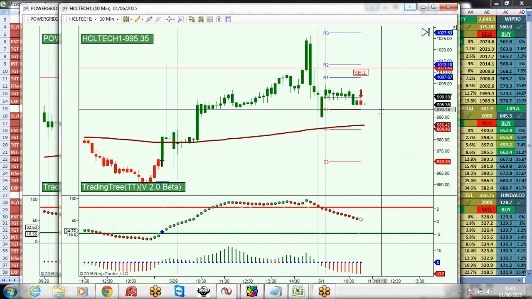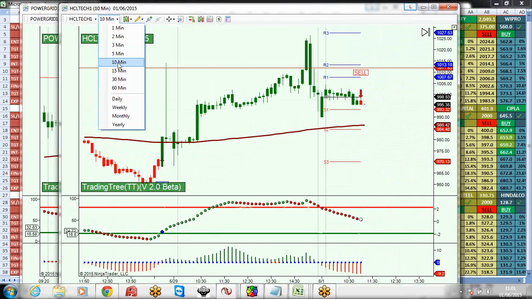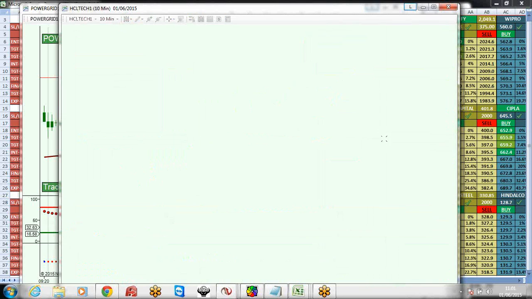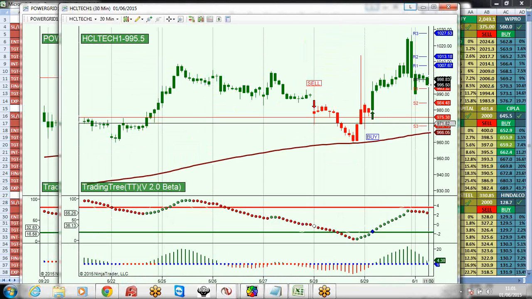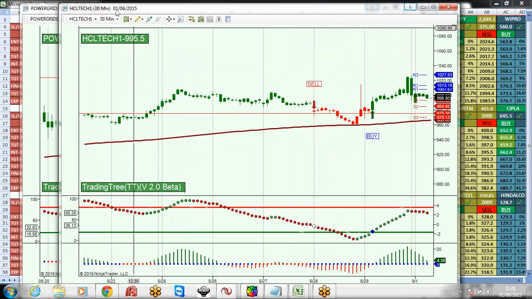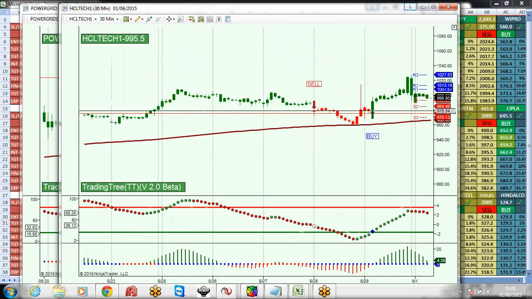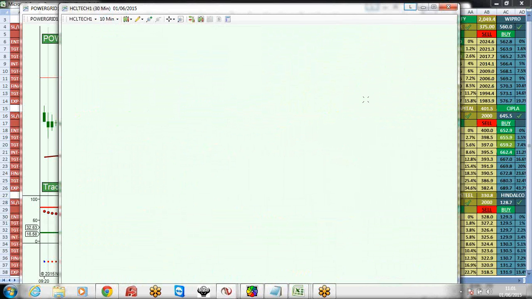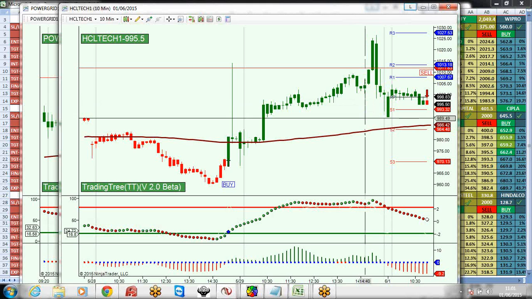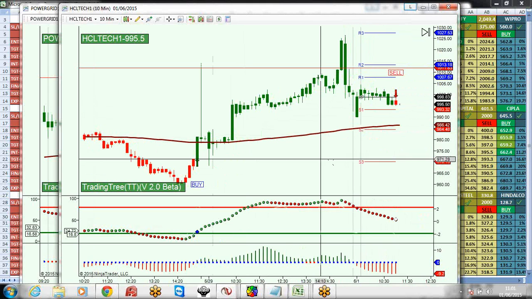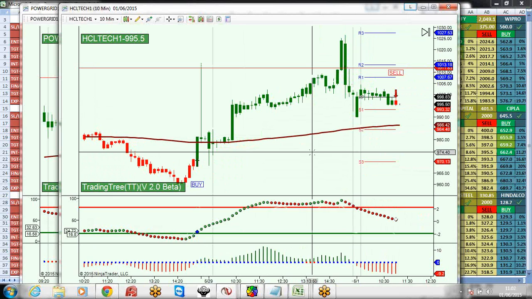HCL Tech, you can short it below S1 because the long-term trend is on buy in this. Also, you can avoid that as well.